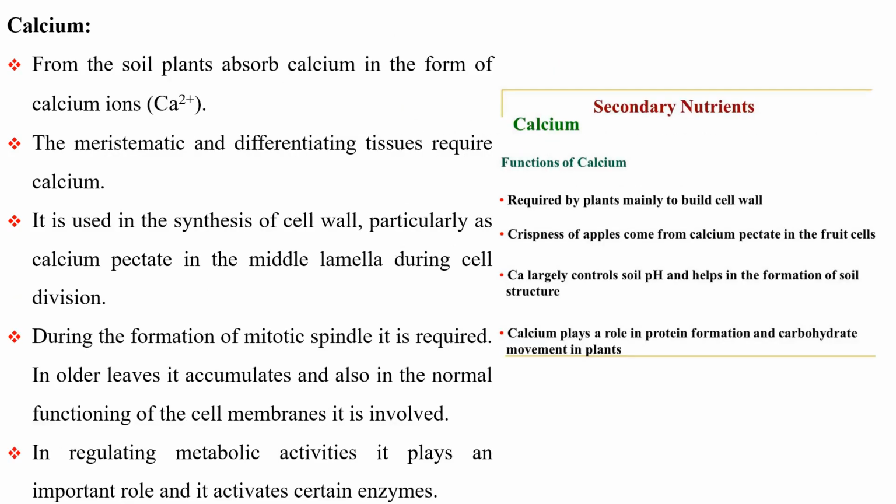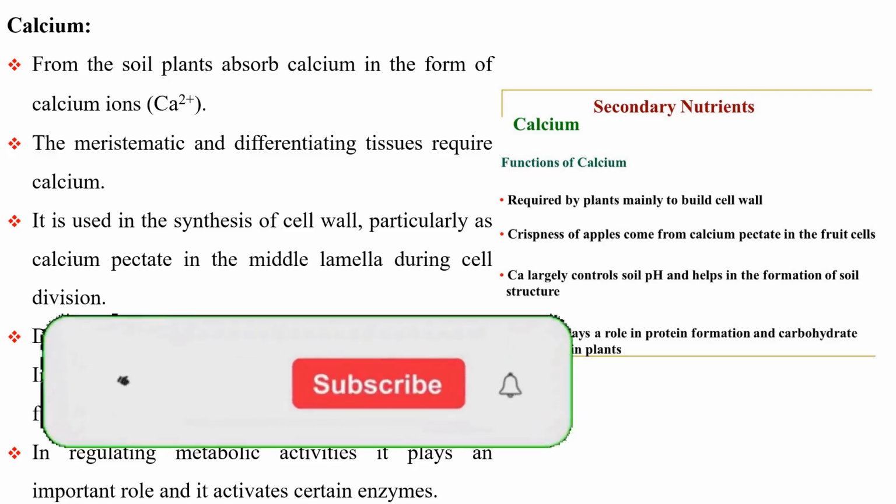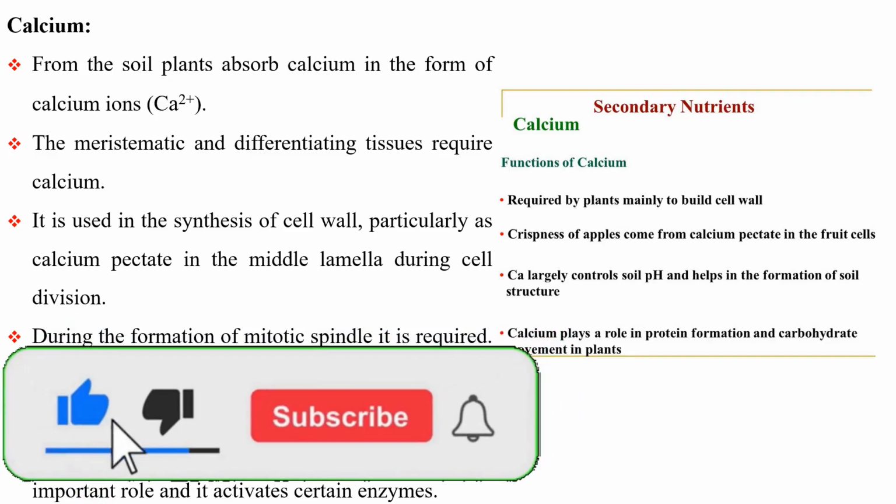Calcium. From the soil, plants absorb calcium in the form of calcium ions. The meristematic and differentiating tissues require calcium. It is used in the synthesis of cell wall, particularly as calcium pectate in the middle lamella during cell division. During the formation of mitotic spindle, it is required. In older leaves, it accumulates, and also in the normal functioning of the cell membranes, it is involved. In regulating metabolic activities, it plays an important role and it activates certain enzymes.